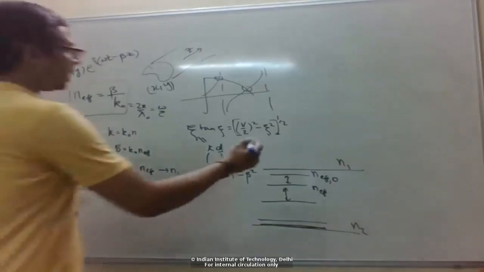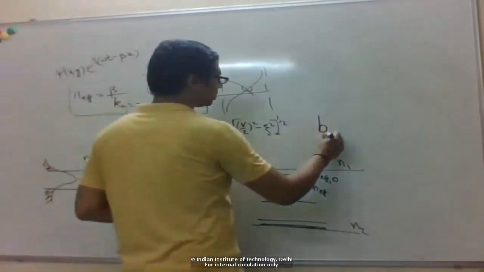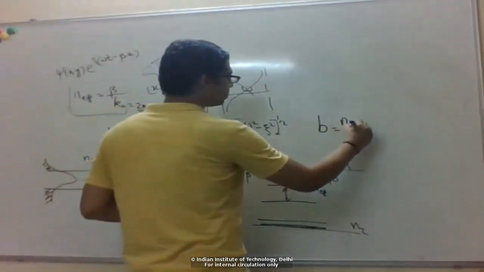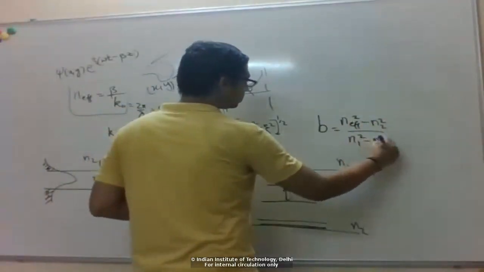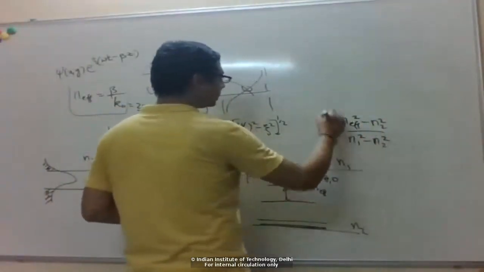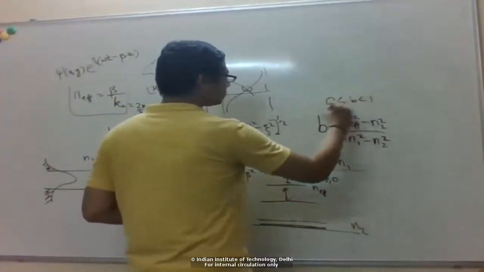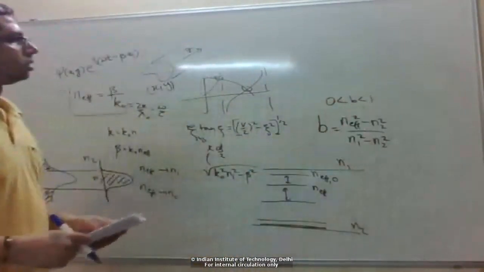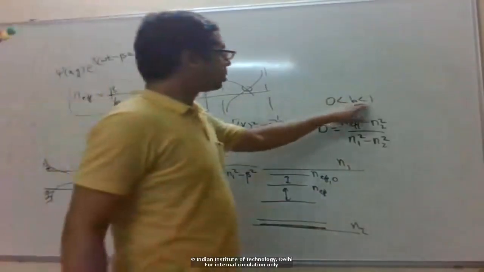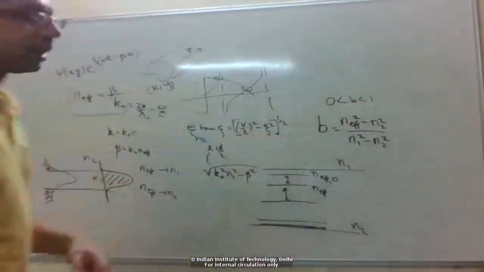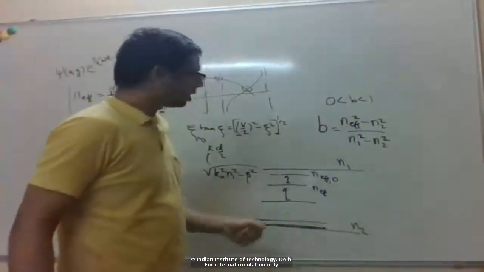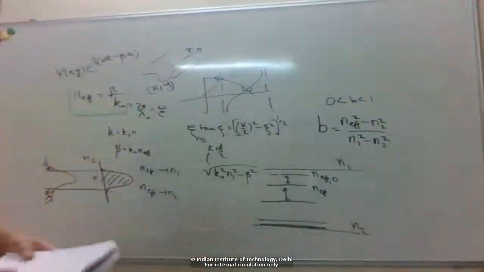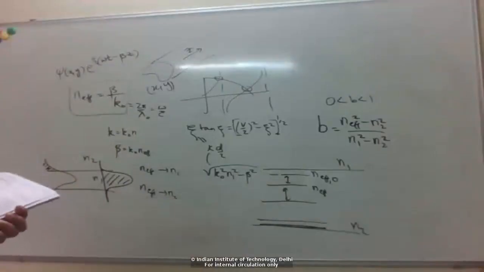And then we also define this normalized propagation constant. We define it like this, and B lies between 0 and 1, of course, for guided modes. So if B is closer to 1, it's again well guided. If B is closer to 0, then the modes are not that well guided.